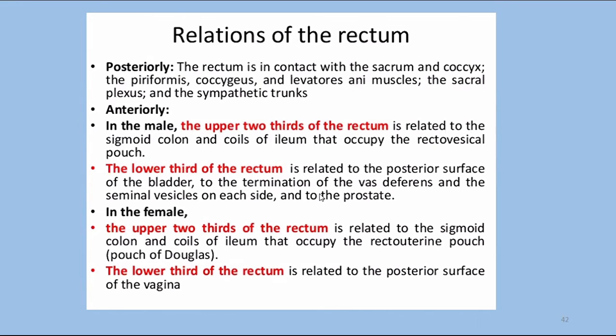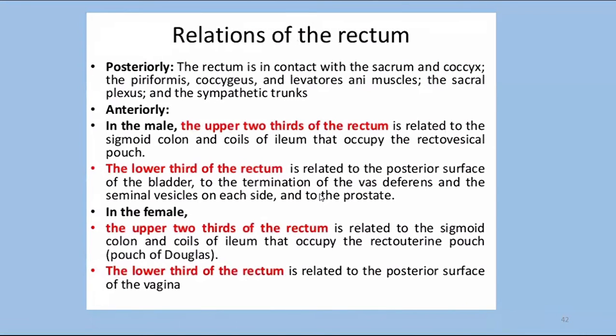Anteriorly, in males, the upper two-thirds of the rectum is related to the sigmoid colon and the coils of the ileum, while the lower third is related to the bladder, the termination of the vas deferens, and the seminal vesicles on each side. So this is anteriorly for males.